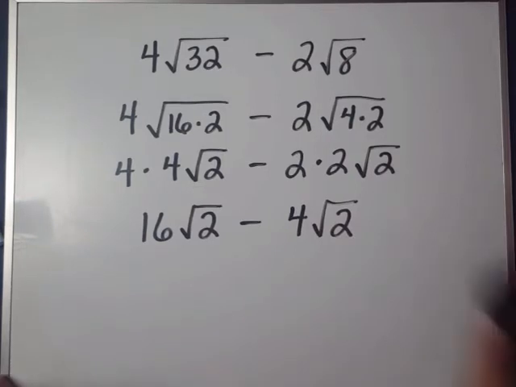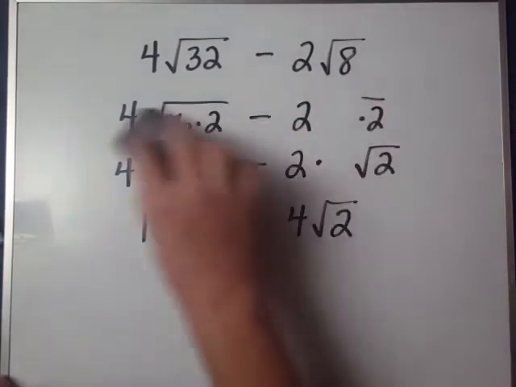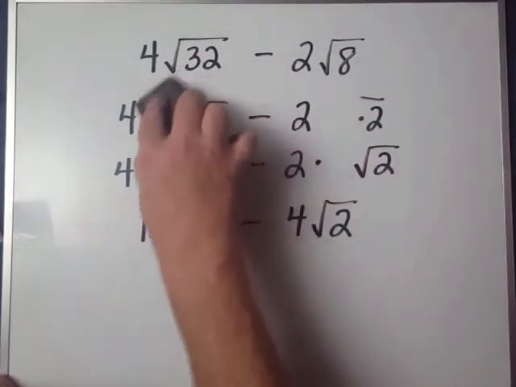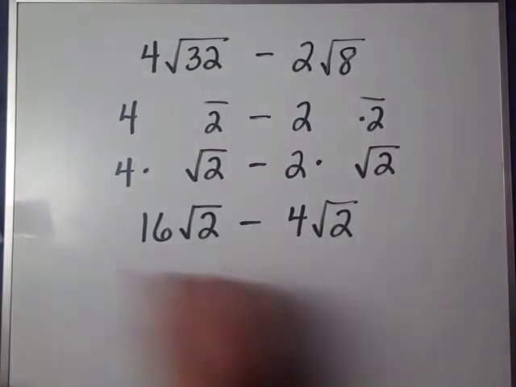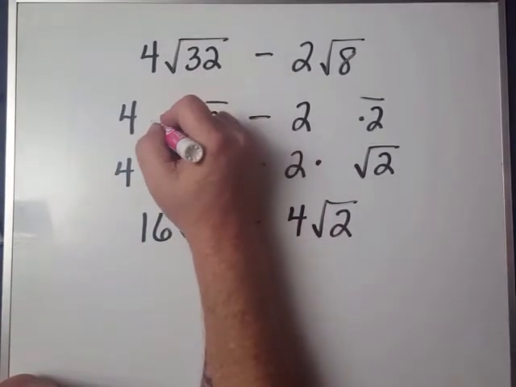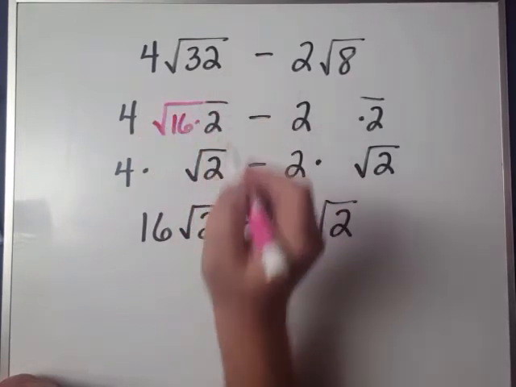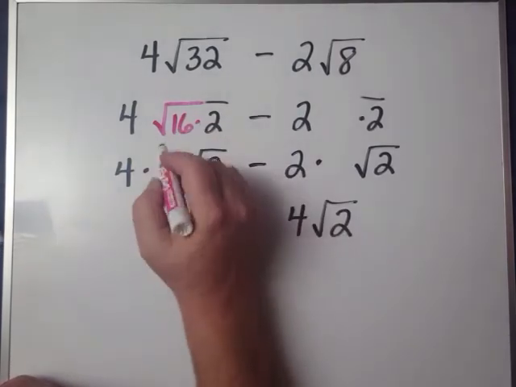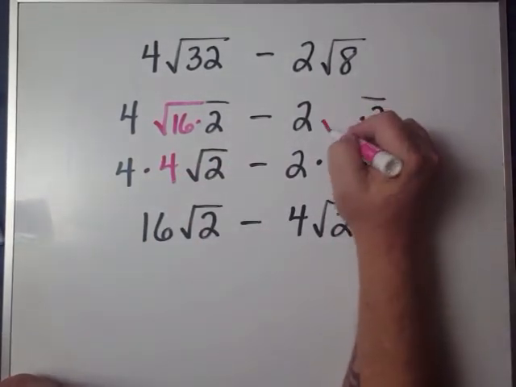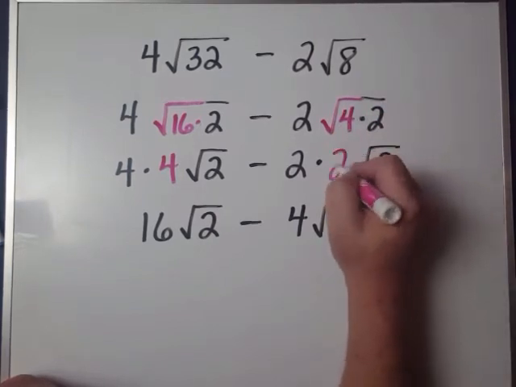Let me use just a little color here to make sure, because we have a lot of duplication of numbers in this problem. Let me make sure that we see exactly where everything is coming from. 32 is 16 times 2. And that square root of 16 gave us this 4. 8 was the square root of 4. And the square root of that 4 is this 2.